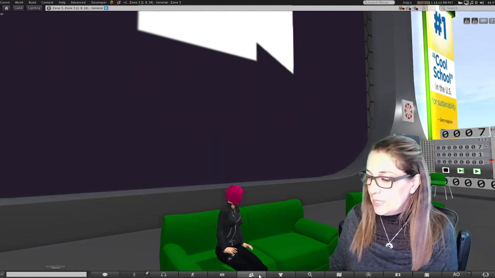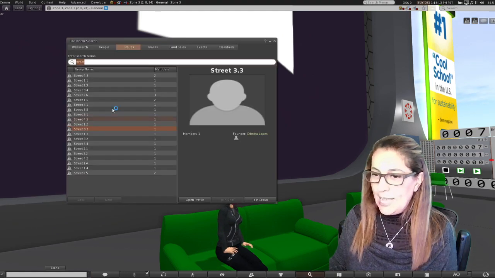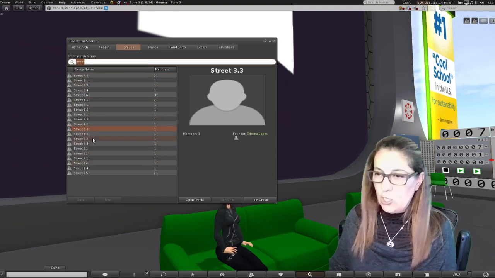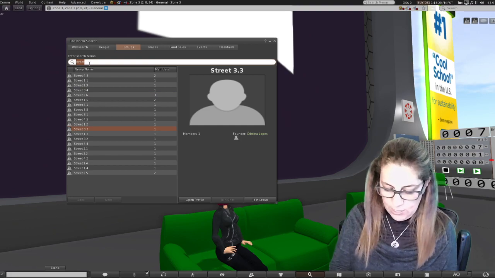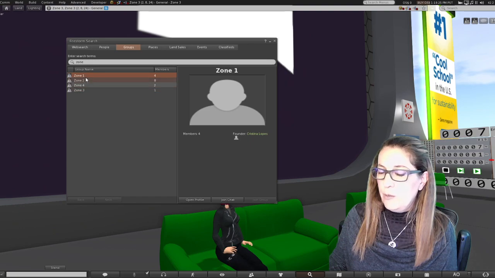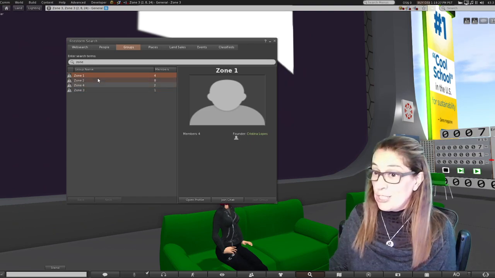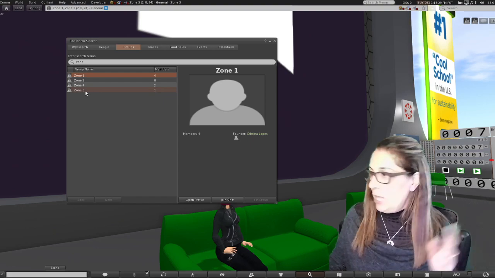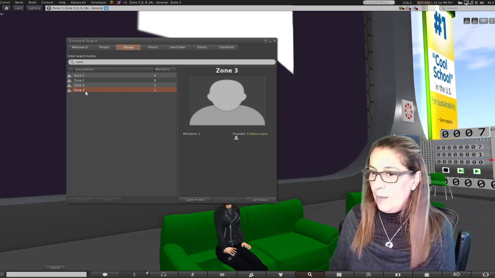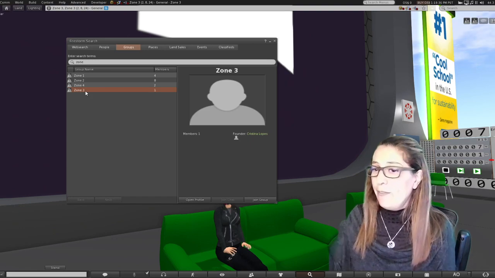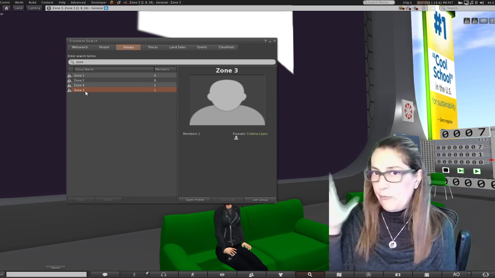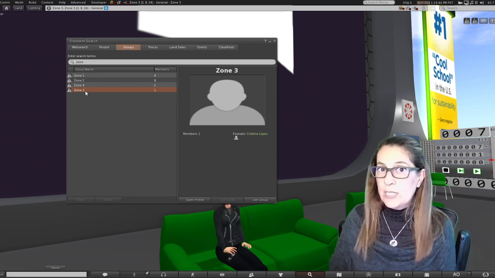Besides the street groups that you should all sign up for right now, since you are here logged in to World, there's also the zone level groups. If I say zone, there's zone 1, 2, 3, 4. So you should sign up for your zone. That house was on zone 3, so you should sign up for zone 3. This will be a larger group, about 40 students in each of the zones.